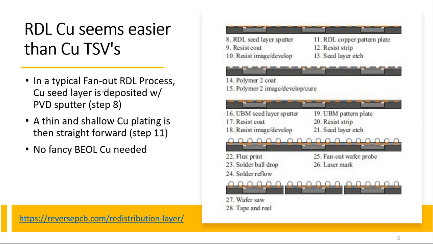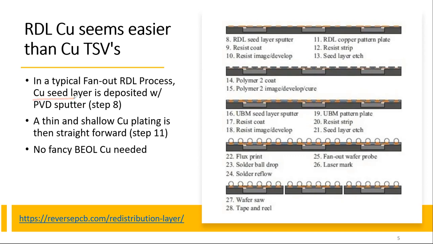But today I'm just going to talk about how you form the RDL interposer layer, and especially focus on copper only. The rest, let's put aside. There are too many things going on, but that's not our focus. Our focus today is simply copper, the copper seed layer.